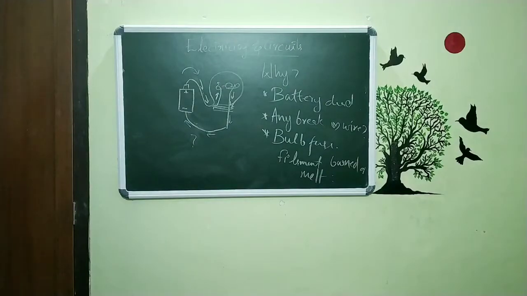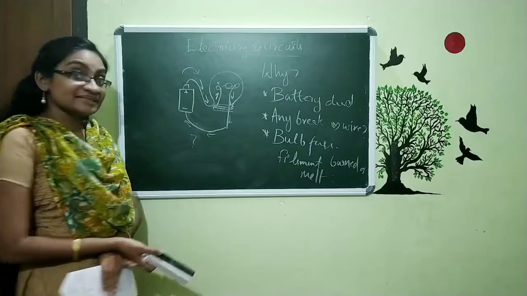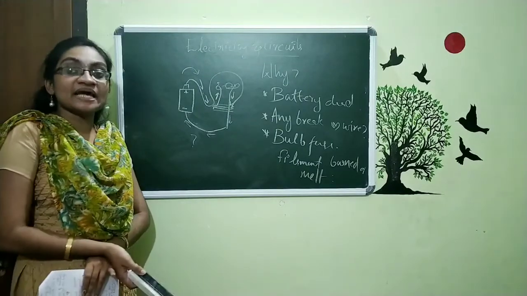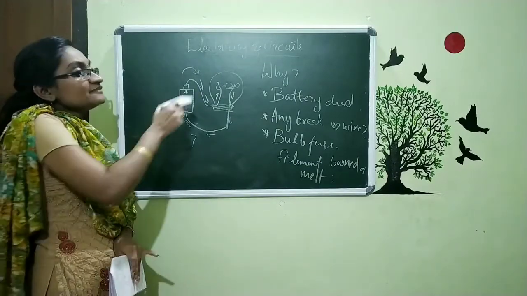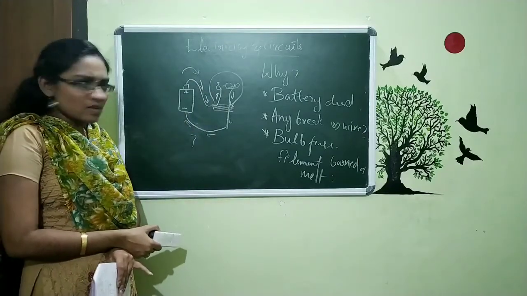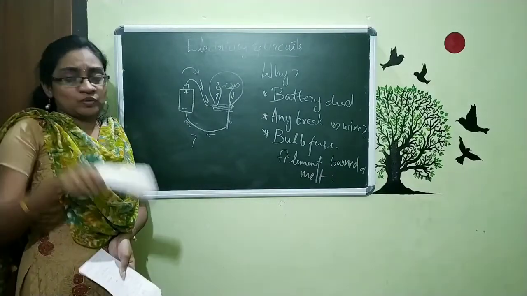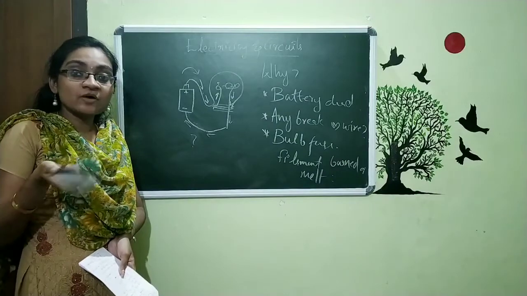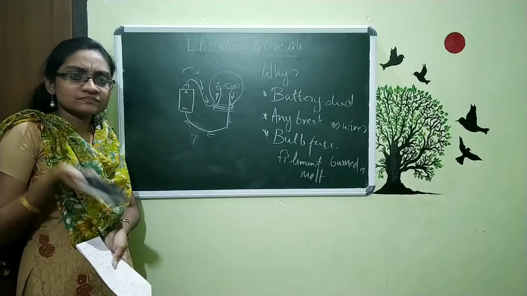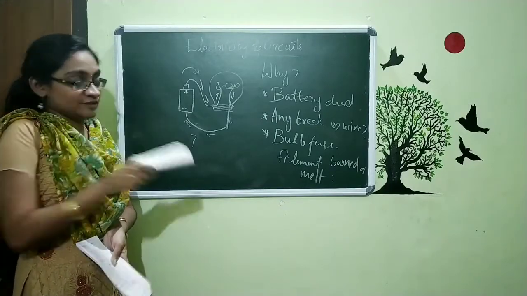And when I am putting this cell continuously connected with wire, this bulb is always giving light. That means this will continue till my cell is dead. Is it okay? Are all our bulbs continuously giving light? No. When we are sleeping, we switch off the light. How are we switching off this light? Using a switch, using an electric switch.